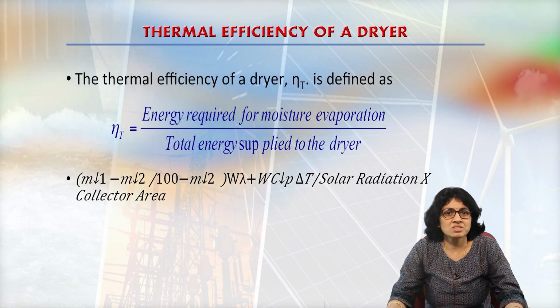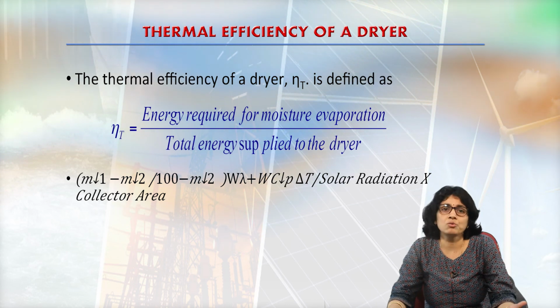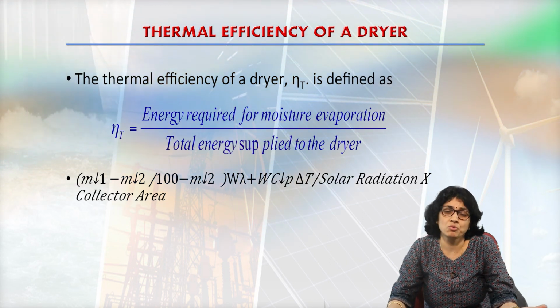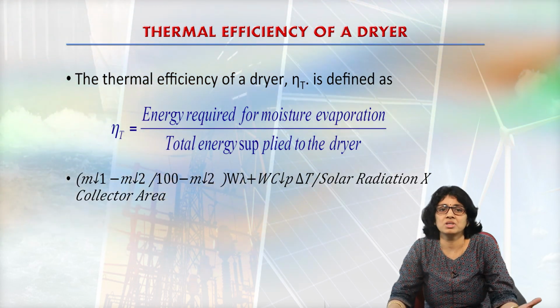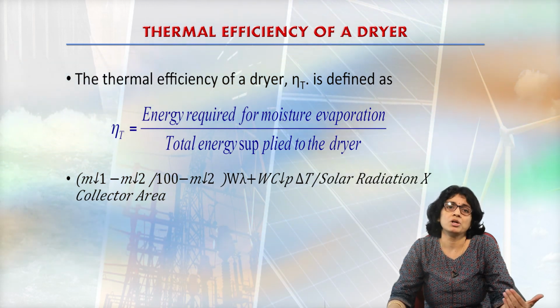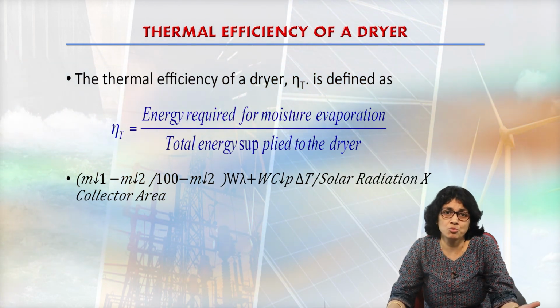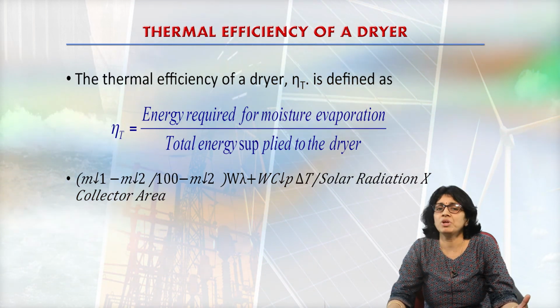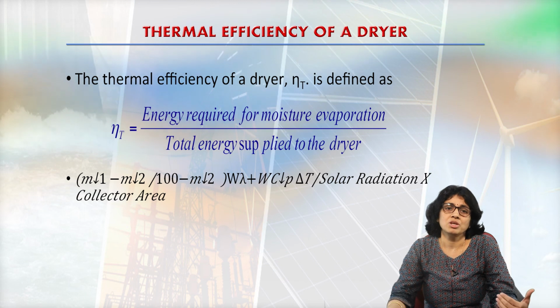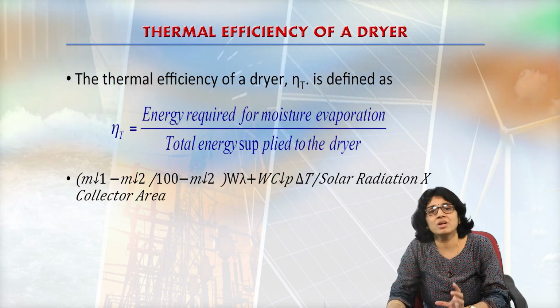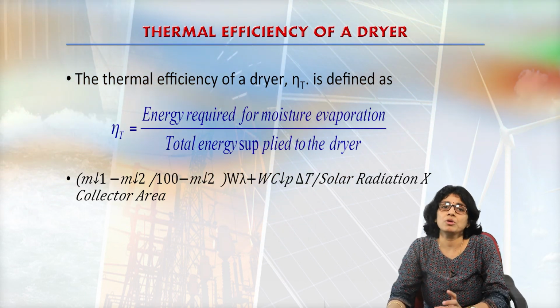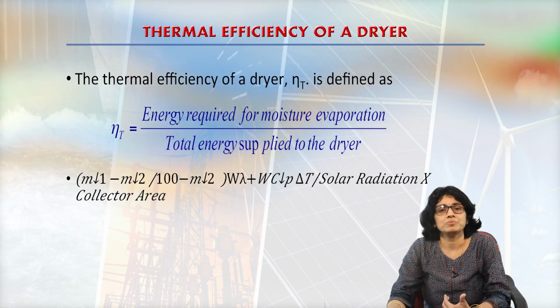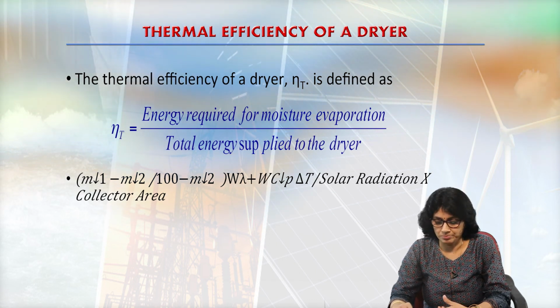And in the earlier slide we have already calculated how much energy will be required for moisture evaporation, that is M1 minus M2 divided by 100 minus M2 into W lambda plus WCp delta T, divided by the total energy supplied to the dryer, which will be the solar radiation into the collector area.